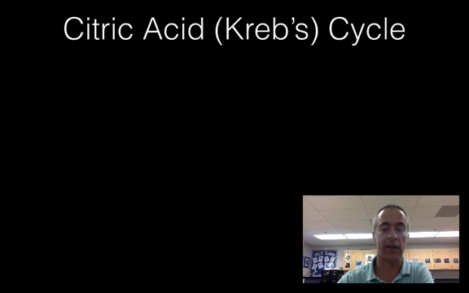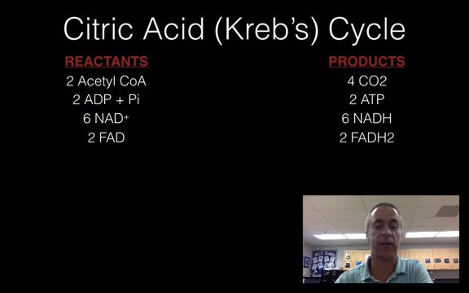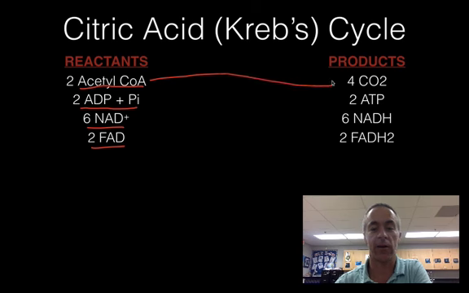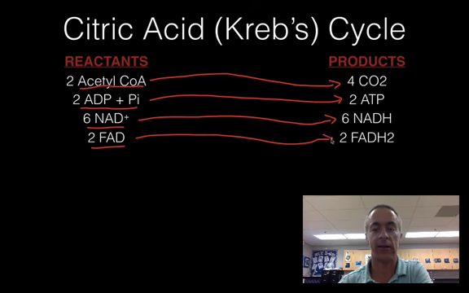So again, let's sum this up and make it a little bit easier. In the citric acid cycle, we're starting with 2 molecules of acetyl-CoA, 2 ADP, 6 NAD+, and 2 FAD, and these are our products. So our acetyl-CoA ultimately becomes carbon dioxide. These become ATP. This goes right here, and FAD becomes FADH2.